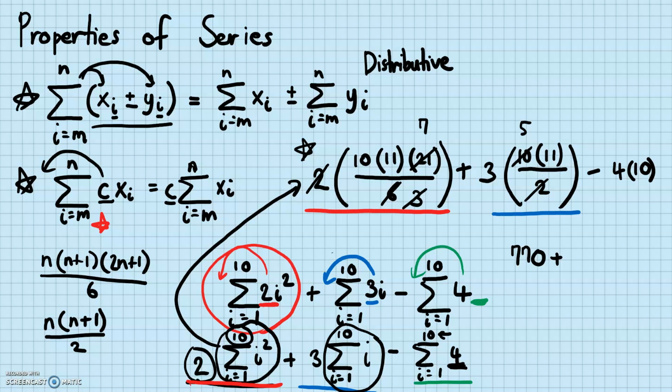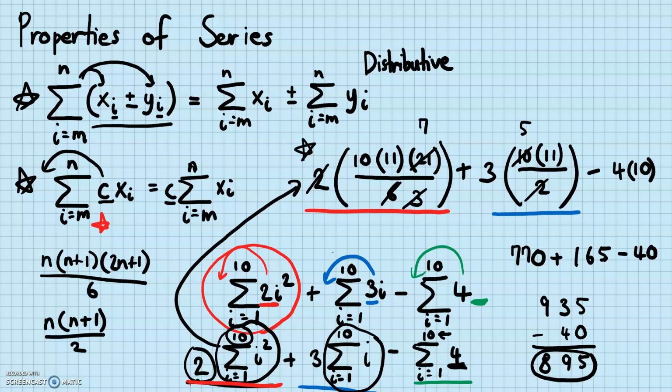Plus 3 times 5 times 11. That is 33 times 5, which is 145? No, 165. Minus 40. Okay, and then just simplifying. So 770 plus that is going to be 935, minus 40. It's going to be 895 would be our answer.